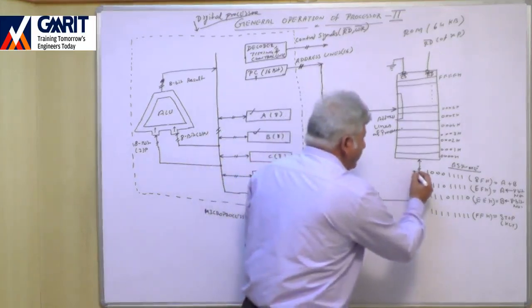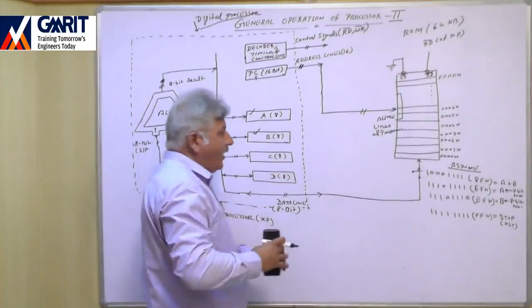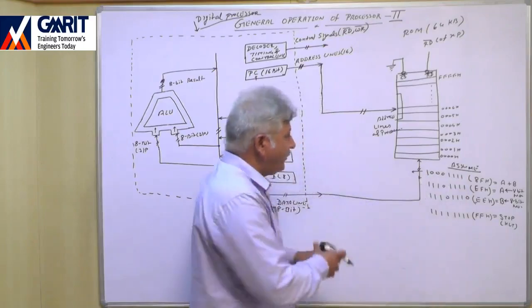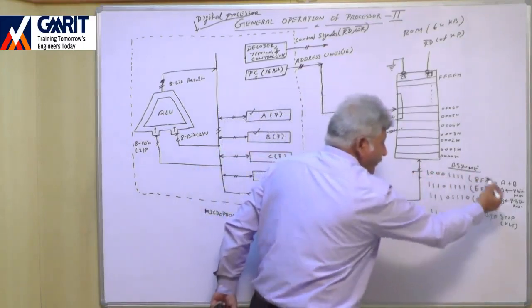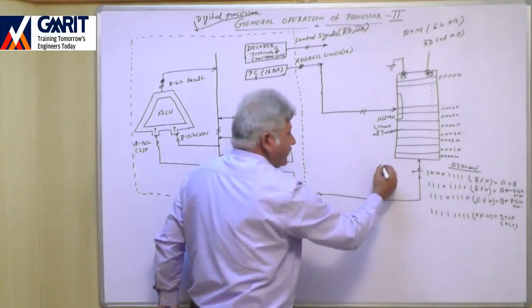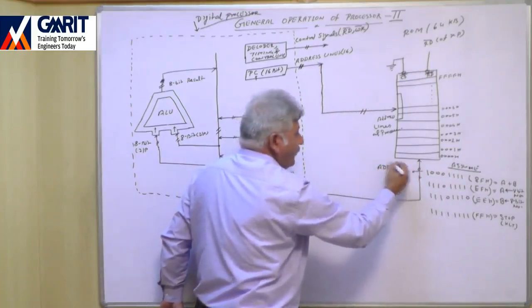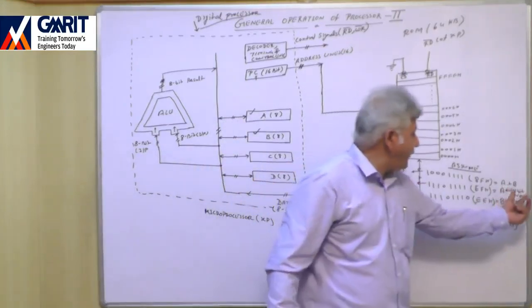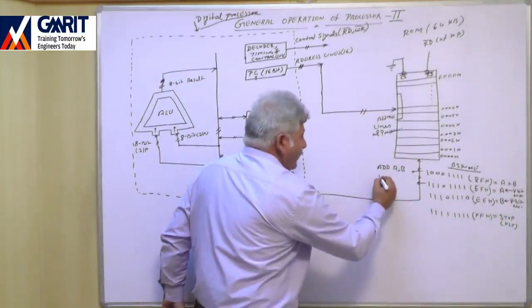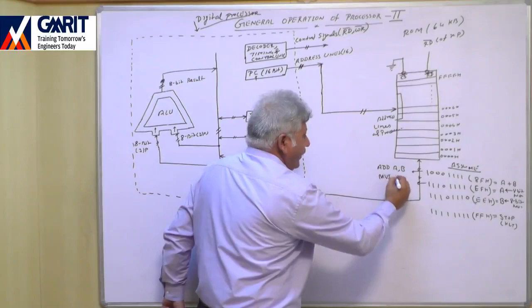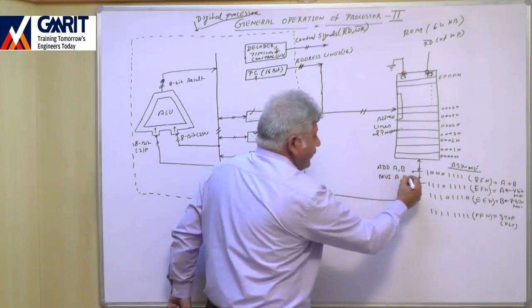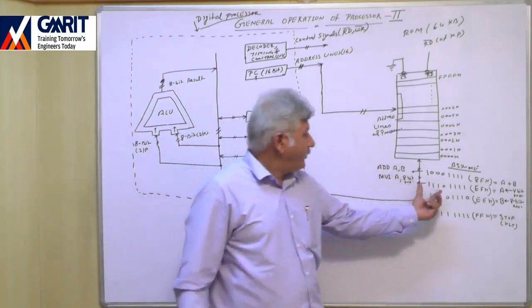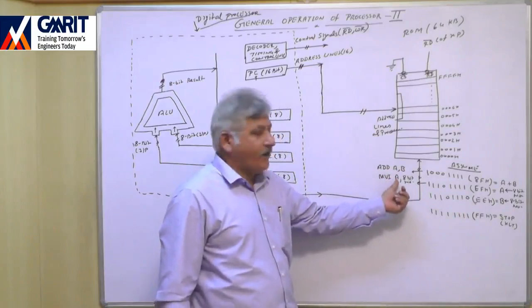Now the designer of this processor has given a mnemonic for each binary pattern. If we want to add the content of A with the content of B, the mnemonic is ADD A, B. And the mnemonic for bringing some 8-bit number into A is MVI A, 8-bit number.